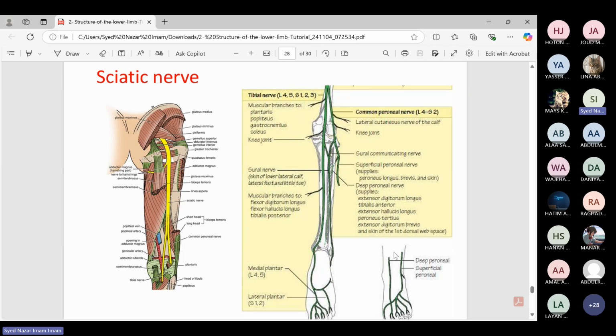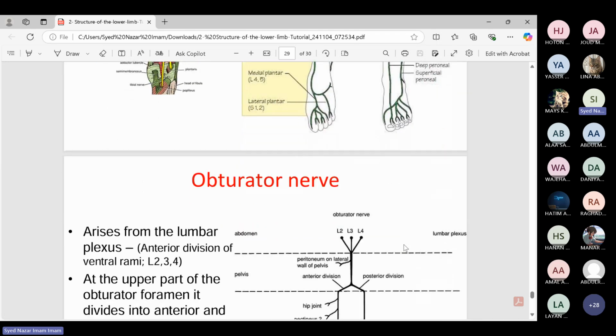The common peroneal is dividing into the deep peroneal nerve, which is passing anterior to the leg and supplies the muscles of the anterior compartment of the leg, and the superficial peroneal nerve is passing in the lateral compartment of the leg and supplies the muscles of the lateral compartment of the leg. That is the peroneus longus and peroneus brevis. The obturator nerve.